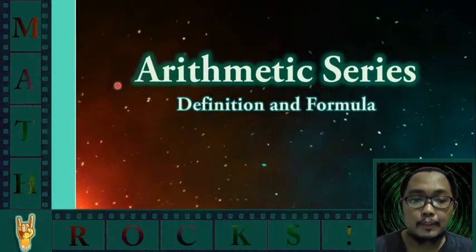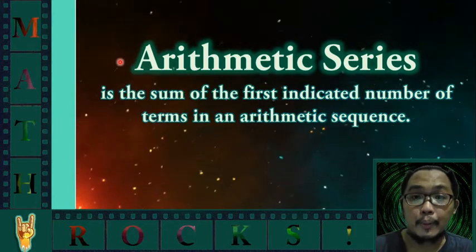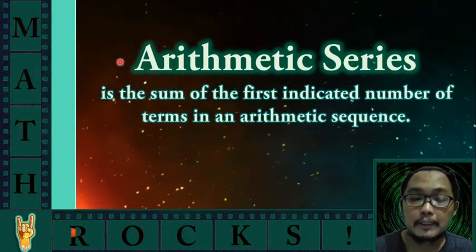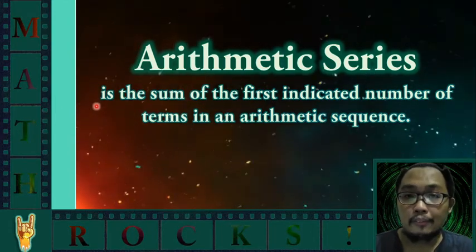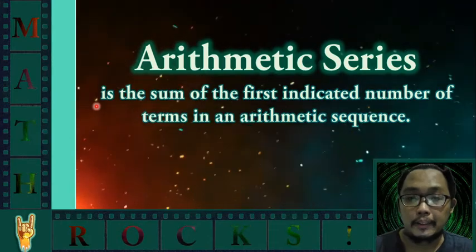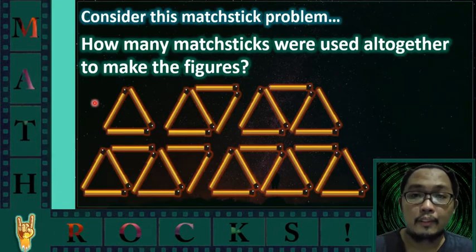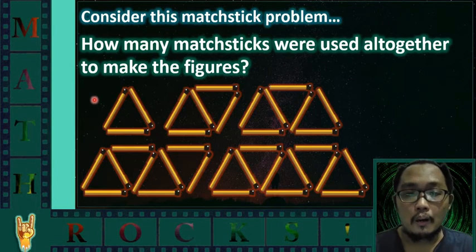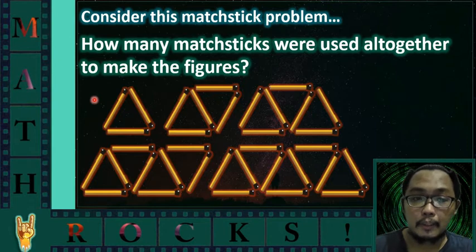Arithmetic series. So let us start with the definition of the arithmetic series. The arithmetic series is the sum of the first indicated number of terms in an arithmetic sequence. To further understand this definition, let us consider this problem.